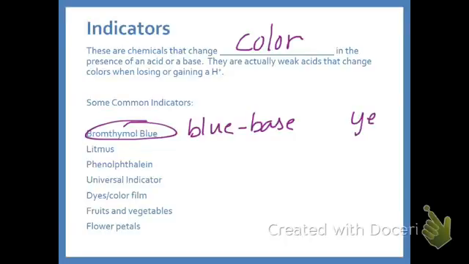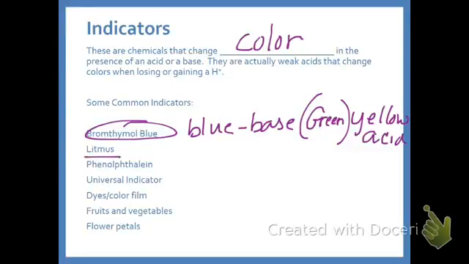And in the presence of an acid, it's actually yellow. But right here in the middle is the sweet spot, which we're going to be looking for: neutral is green. A lot of you will not get green because it's very easy to overshoot a titration. You've got to go really slow at the end to get green, okay? But that's what we're going to be using.